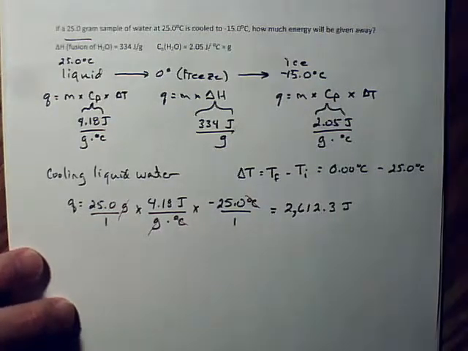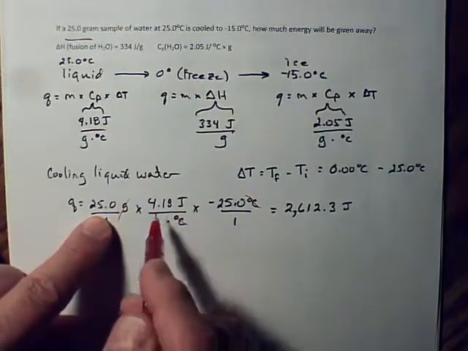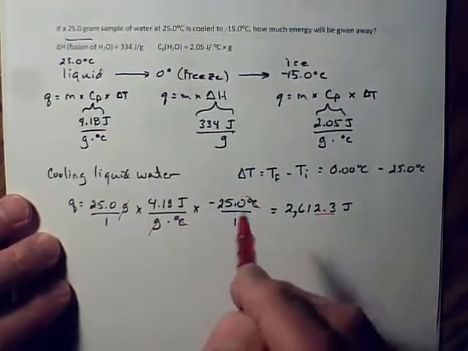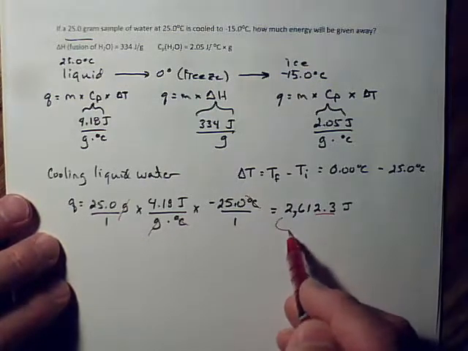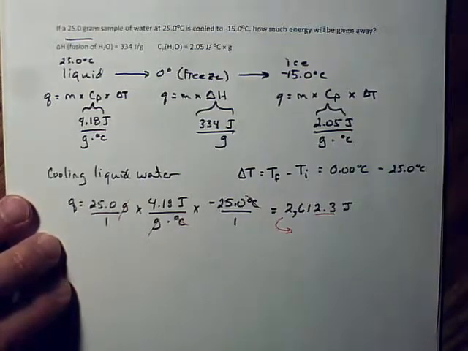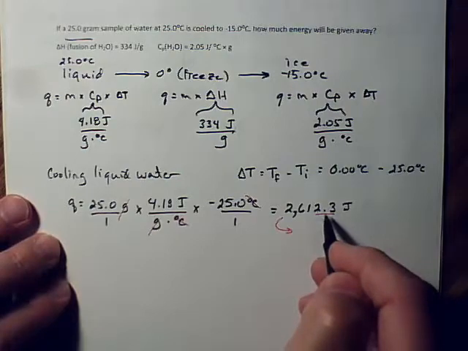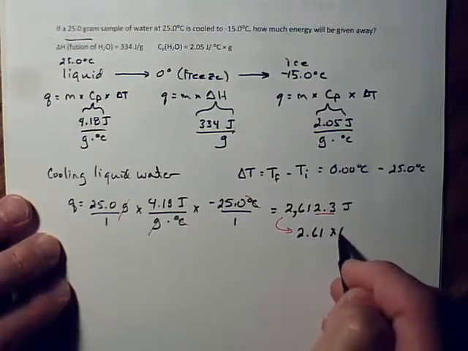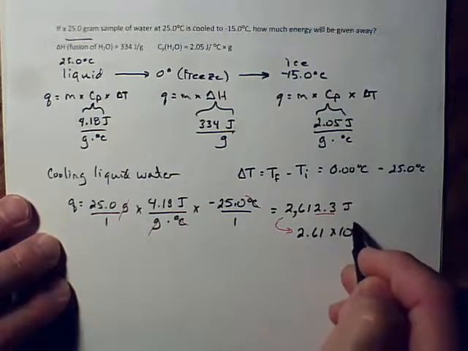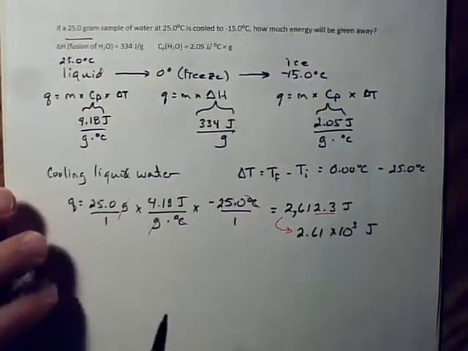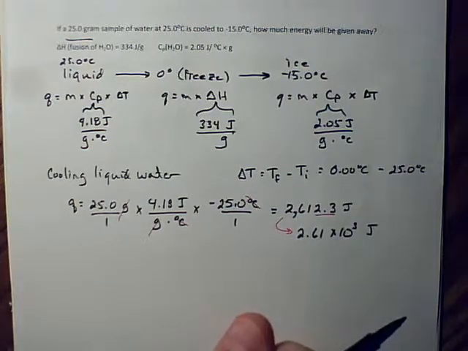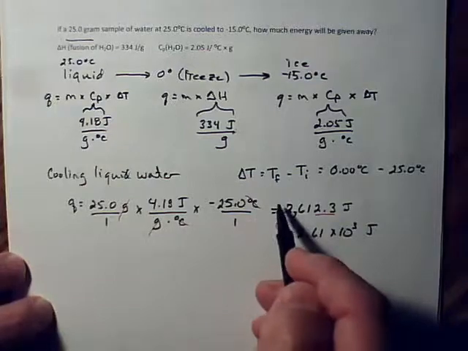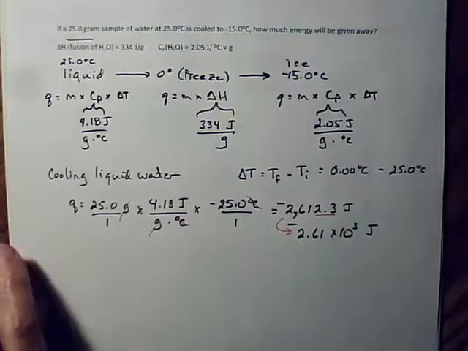We need to round our answer to 3 significant digits because this number and this number and this number all have 3 significant digits. So we're going to round off a number in the ones place. If we round off a number in the ones place, then yes, we have to write it in scientific notation. So we're going to move our decimal place 1, 2, 3 places. 2.61 times 10 to the third power joules. And that's the energy lost while we're cooling down liquid water. I'm sorry, you're right, it is negative, because that's negative.